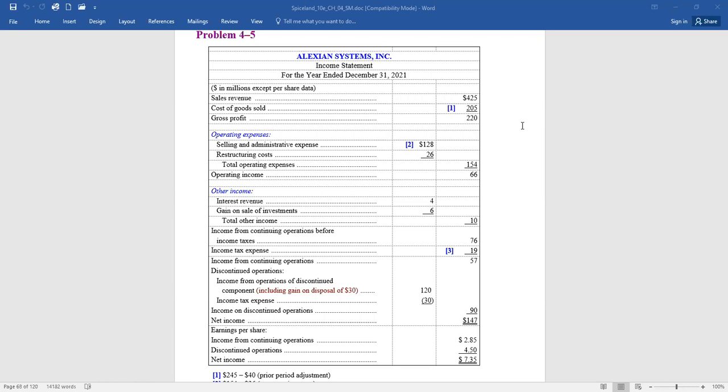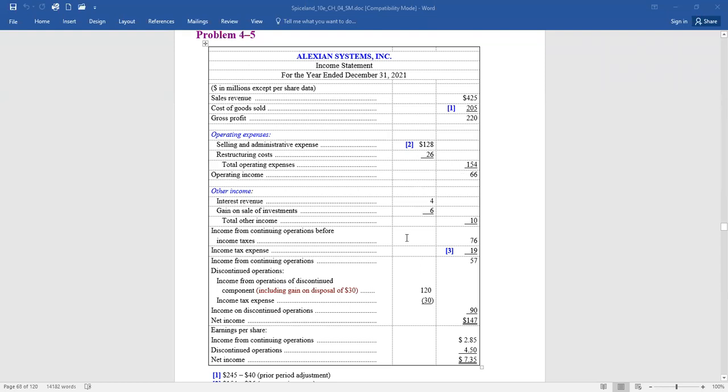Now we are going to work on our other income, interest revenue, gain on sale of investments. Where do we get that from? Included in the other income is 120 million in income from a discontinued operation. This consists of 90 million in operating income and 30 million on the gain on selling the discontinued operation. The remaining 6 million is from a gain on sale of investment. So that's considered in the continuing operations area. That's 6 million. So we add those together to get our total other income of 10.